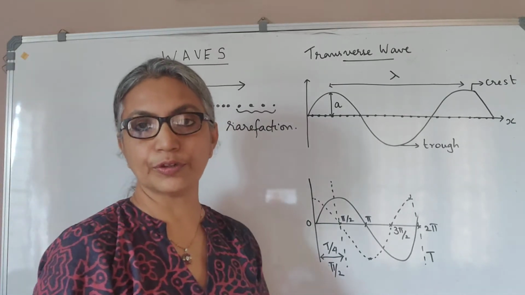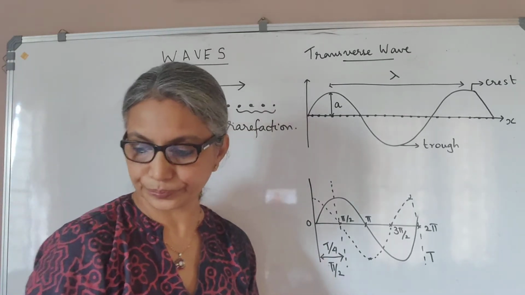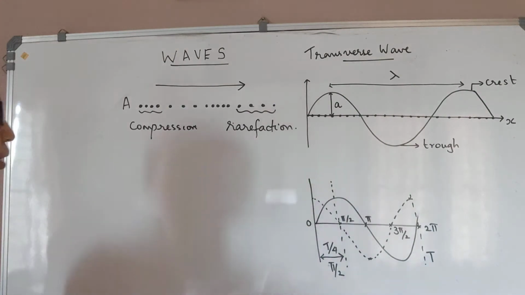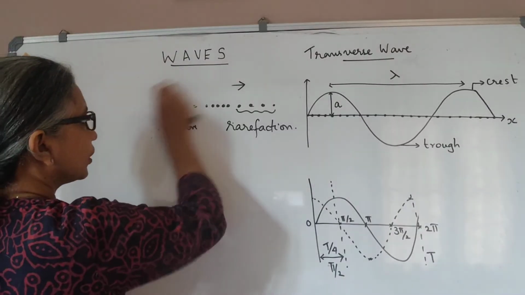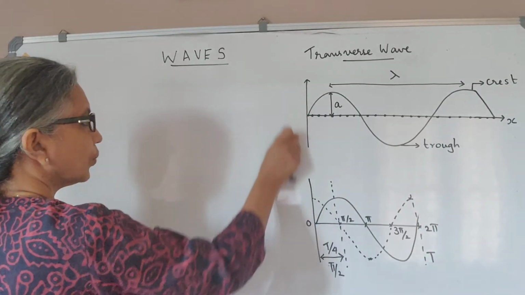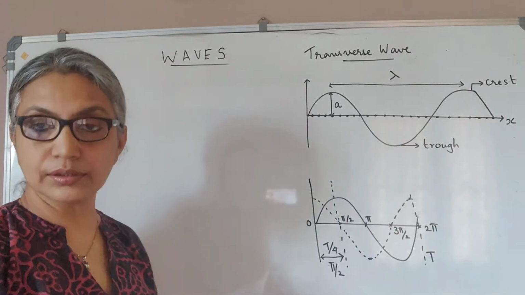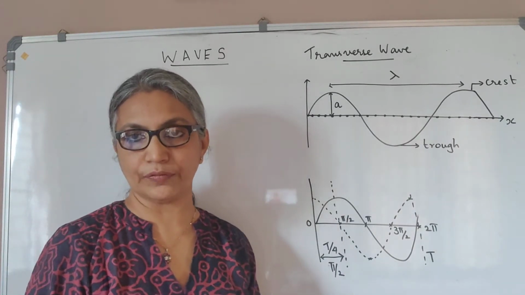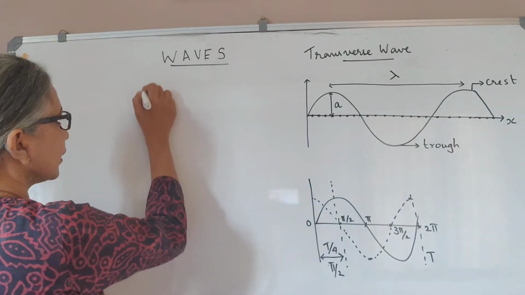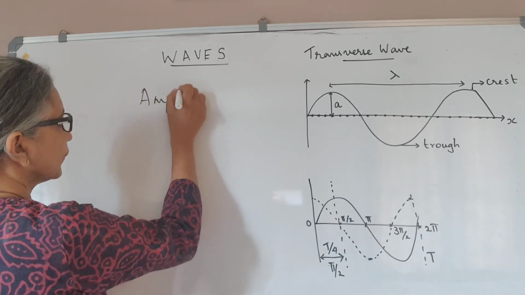And a good example of a longitudinal wave is a sound wave. Now, here we next discuss certain physical characteristics of the wave. The first thing we need to look at is the amplitude.